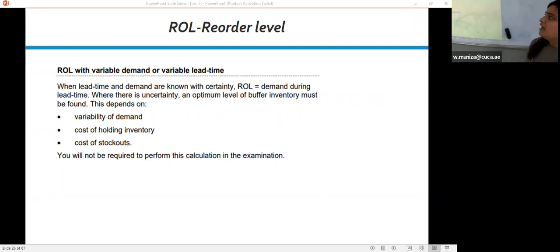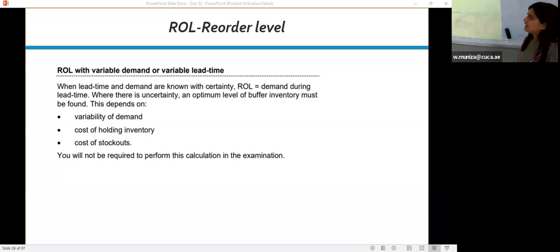Okay, now reorder level with variable demand and variable lead time. We were discussing that when the lead time and demand are constant, we use that ordinary formula, that is annual demand and the lead time, where demand and lead time are constant. But in practical situations, they are not constant. But you will not be required to calculate the things in this scenario. When lead time and the demand are variable, you must be knowing that reorder level will be demand during lead time, and demand and lead time are going to be variable in that case, okay?